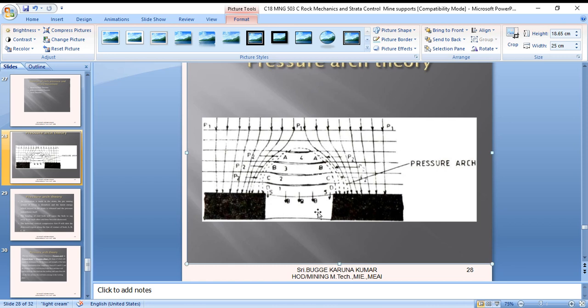Clamping a number of thin layers into a thicker one reduces the maximum bending strain, and the clamped ends act as a fixed end.